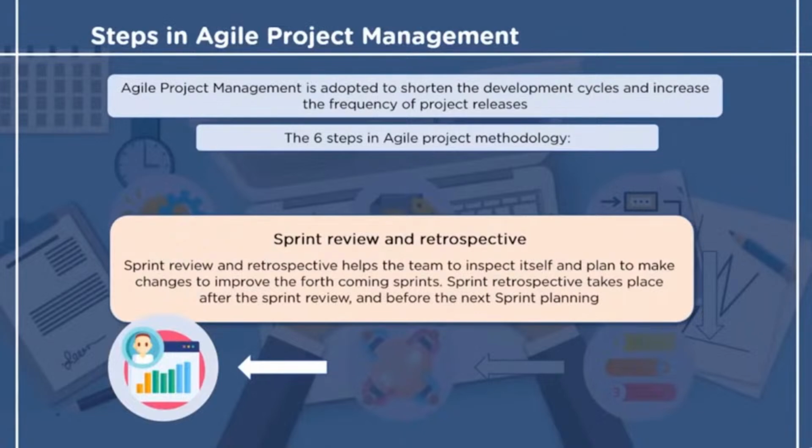There are 2 meetings after each sprint. The first meeting is for the sprint review. This meeting is with the stakeholders to show them the finished product. This helps both sides to build a relationship and discuss if there are any issues in the end product.